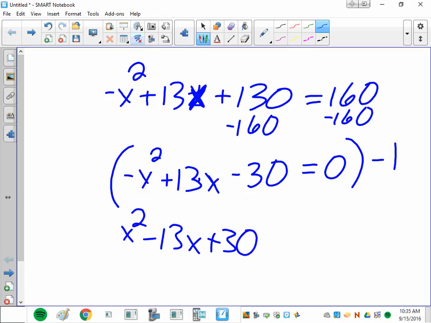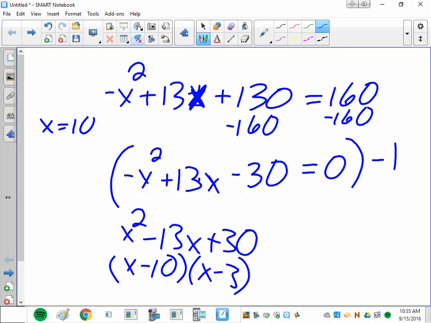Are there factors of 30 that add to be 13? Is it 10 and 3 or 15 and 2? Why 10 and 3? Because the 30 is positive and the 13 is negative, so they have to have the same sign. They both have to be negative. So x minus 10 and x minus 3. So I get two roots. X equals 10 and 3.